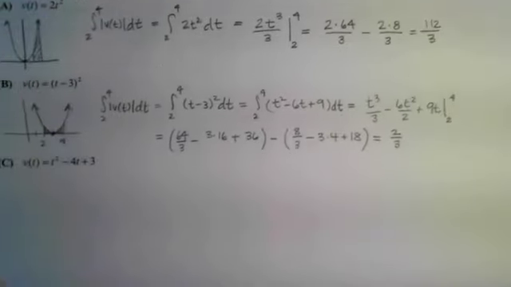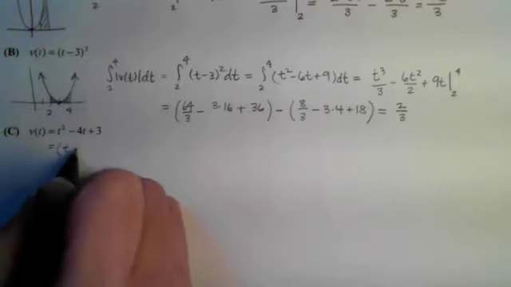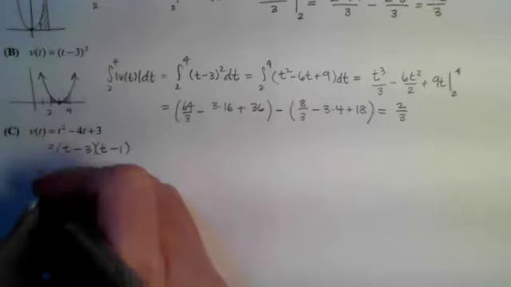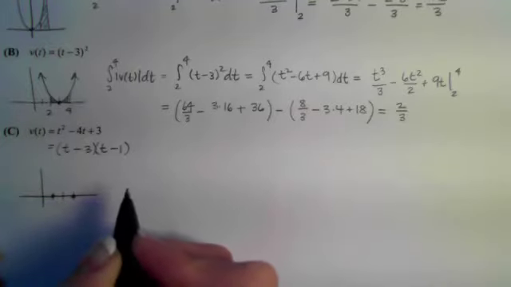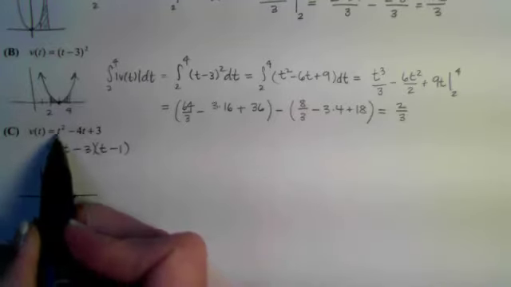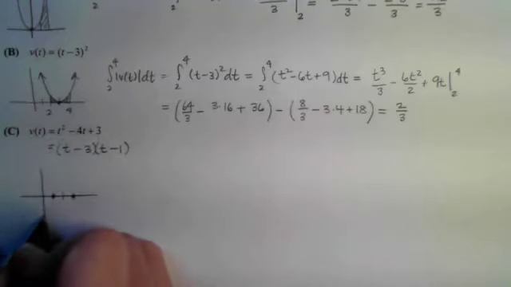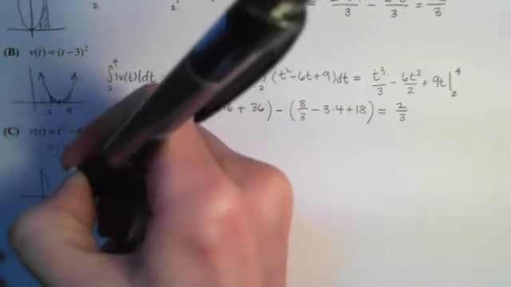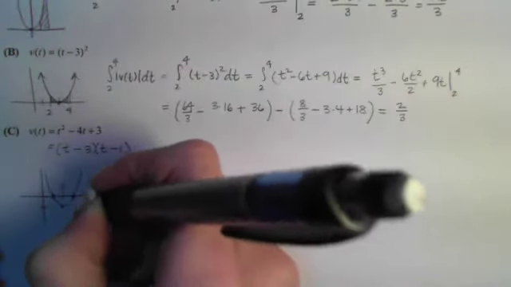Okay, the last one again is a parabola, but if I factor this so that I can graph it, I know the zeros are going to be 1 and 3. So that means my vertex is going to be at 2. If I plug in 2, I get a 4 minus an 8. That's a negative 4 plus a 3 is a negative 1. So we see in this case that we're getting some accumulation that is underneath, since I want to go from 2 to 4.